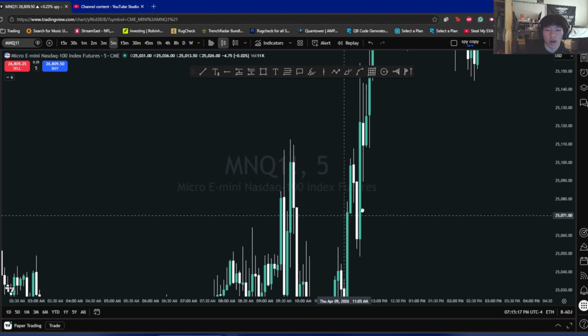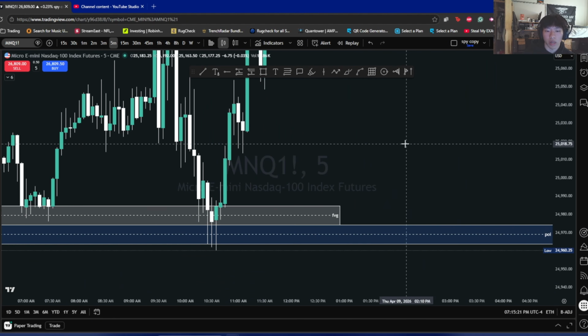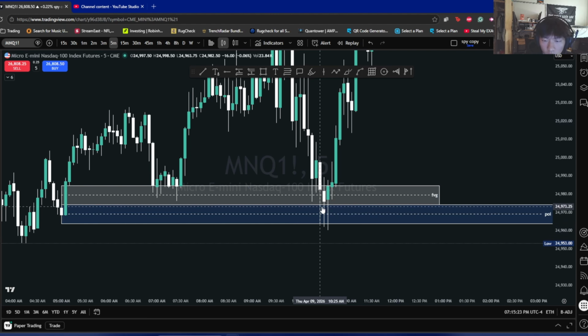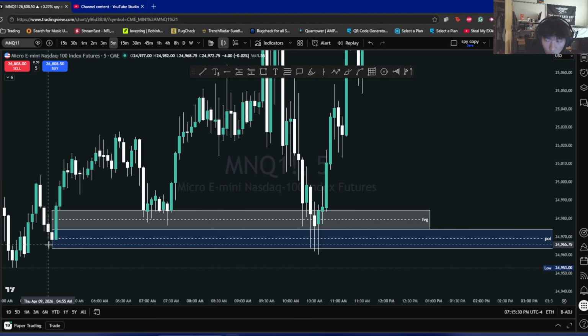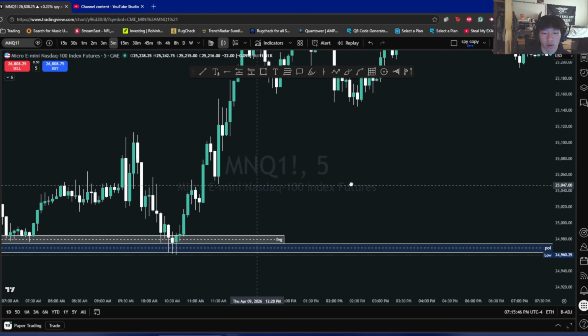Now we see price rallies, we take out sell side liquidity. Right here, we come down and we see that price wicked into the point of interest, the order block, and respects it, because this order block is also super strong since it's paired with the fair value gap. It's like double on double, okay? We also get a little liquidity sweep right here. Bang, beautiful. And we just rally and rally and rally.